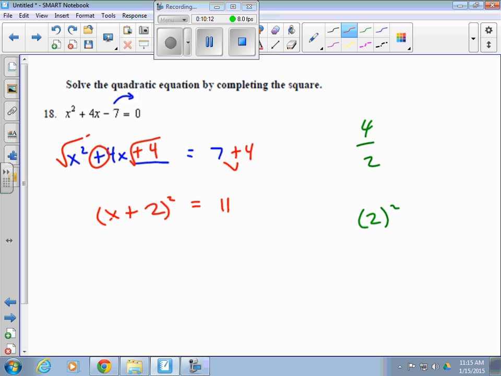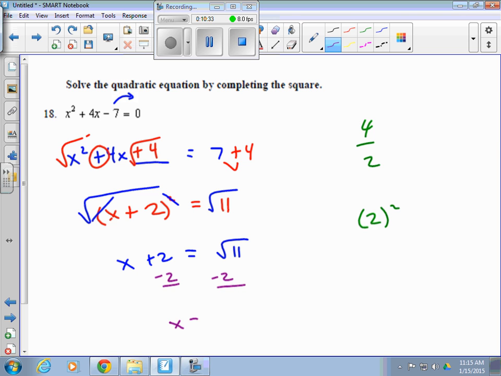Now you solve it just like we did a few problems ago. Get rid of x plus 2 squared by taking the square root of everything. If you take the square root of that side, do likewise here. x plus 2, this cancels out, equals the square root of 11. And then in order to get x by itself, subtract 2 on both sides. x equals negative 2 plus or minus the square root of 11.